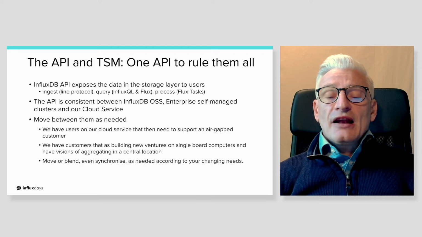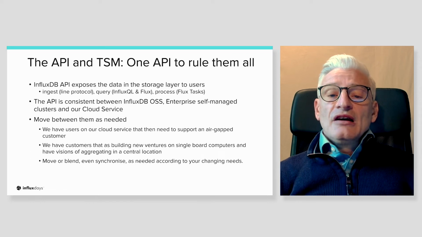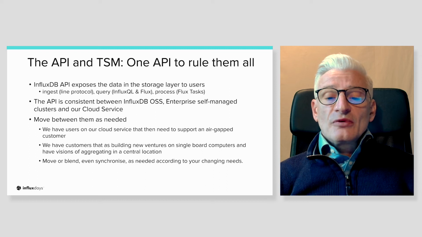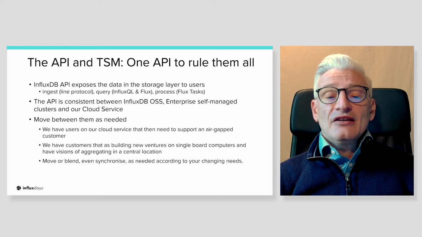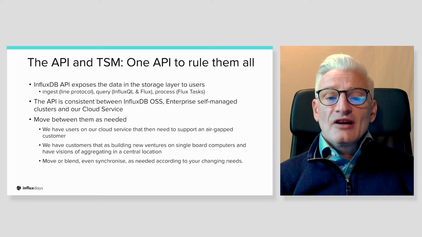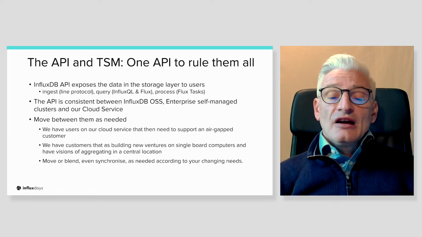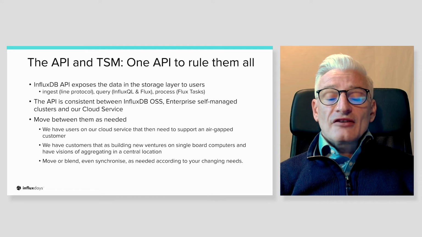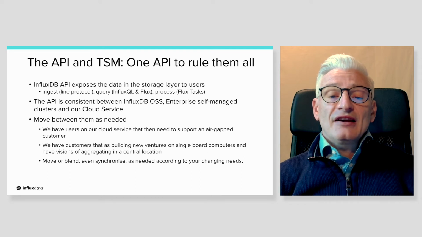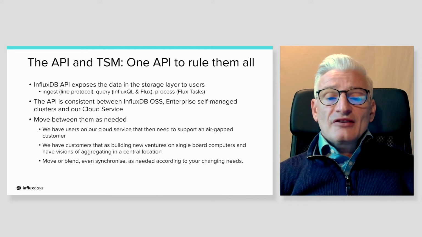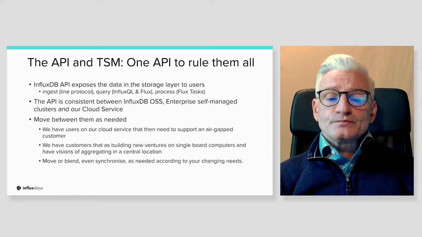So it might be that you start on our cloud service, delivering your solution to your customers, and then you might have customers that need, for regulatory or even technical reasons, to not use a cloud service. Then you can deploy our Influx Enterprise to support them in that situation, and your application doesn't have to change. It's all still using the one API to rule them all.